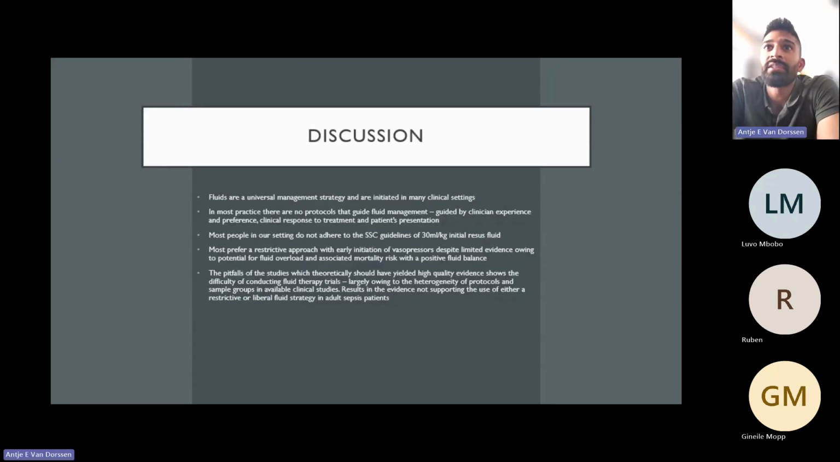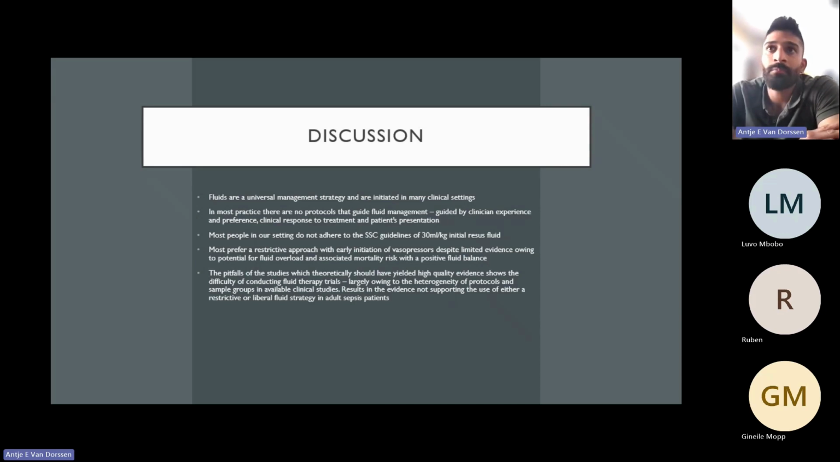So just to end off with a discussion about this, fluids are a universal management strategy and are initiated in many clinical settings. In most practice, there are no protocols that guide fluid management, and often we see that it's guided by clinician experience as well as preference, the clinical response to treatment, as well as the patient-specific presentation. And anecdotal evidence shows that most people in our setting don't actually adhere to the Surviving Sepsis guidelines of an initial 30 ml per kilogram bolus of resuscitation fluid.